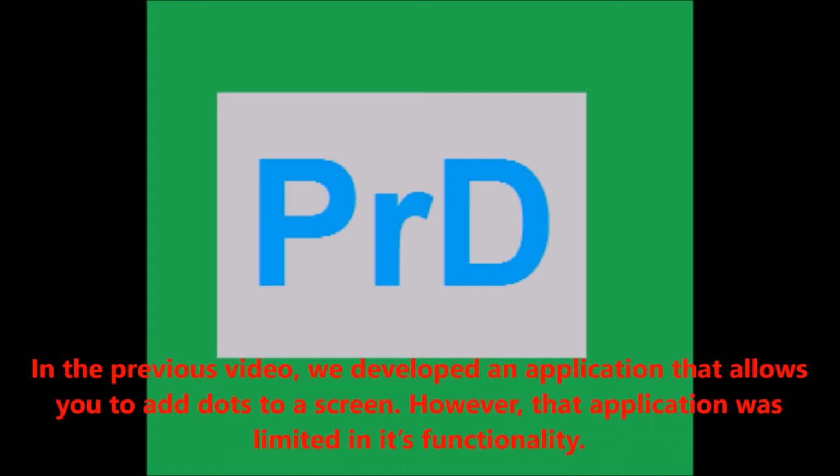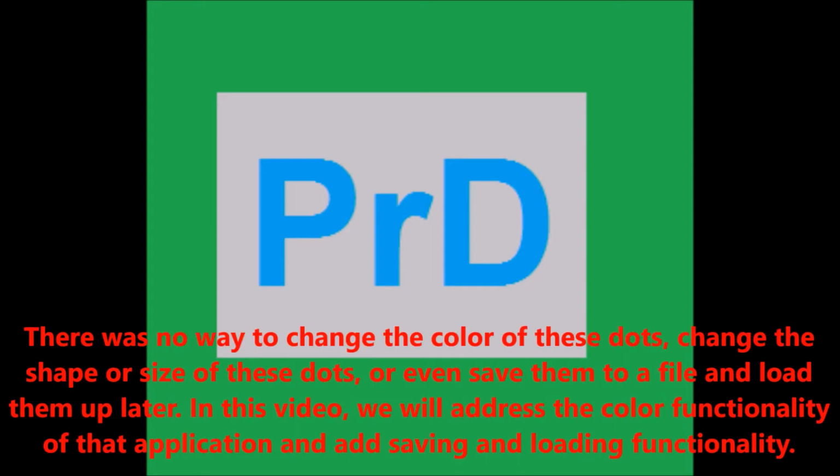In the previous video, we developed an application that allows you to add dots to a screen. However, that application was limited in its functionality. There was no way to change the color of these dots, change the shape or size of these dots, or even save them to a file and load them up later. In this video, we will address the color functionality of that application and add saving and loading functionality.